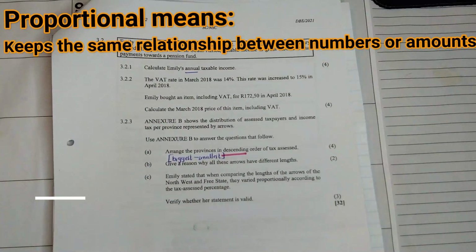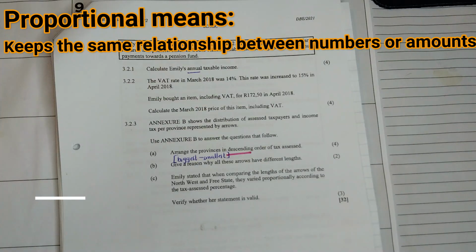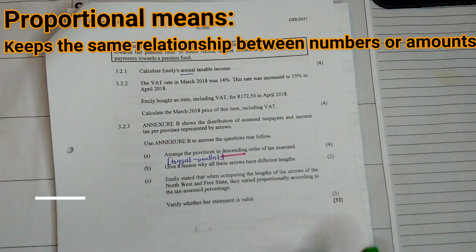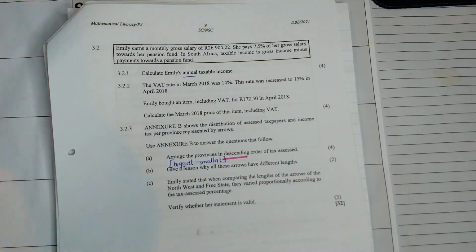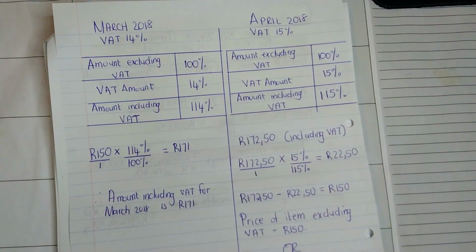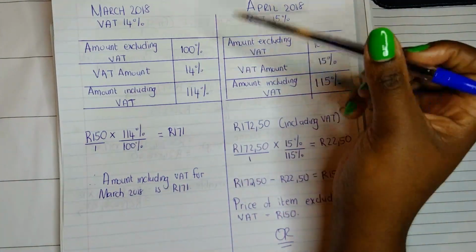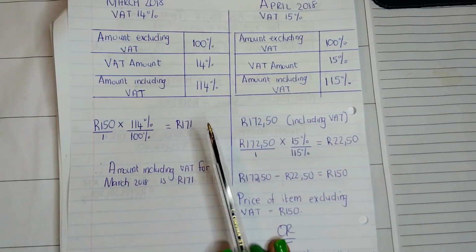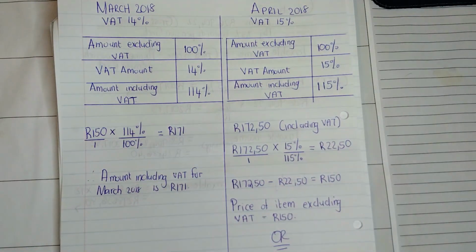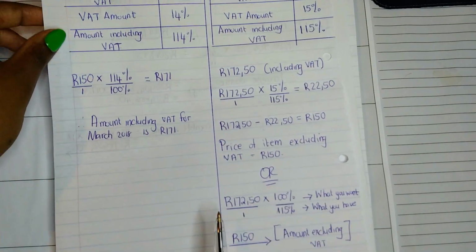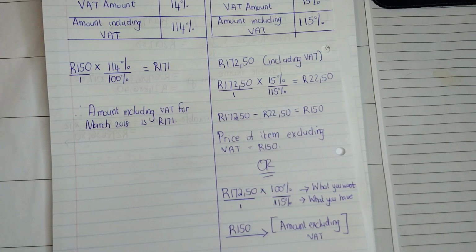So the takeaway from this question is that you needed to be able to calculate VAT, and to do that you need to remember the table that I showed you. The amount including VAT is the amount excluding VAT plus the VAT amount. You always need to remember this. Also, when calculating VAT, you need to ask yourself, what do I want? What do I have? When you ask yourself those questions, you'll be able to calculate the value that is required from you.